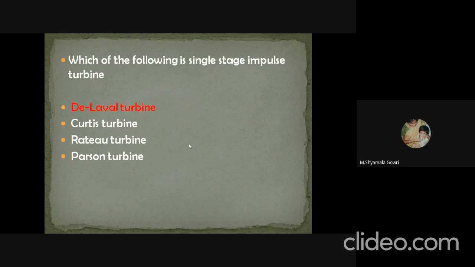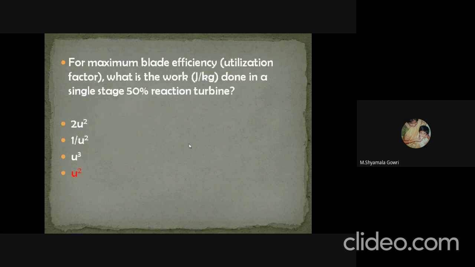Which of the following is a single stage impulse turbine? The De Laval turbine is a single stage impulse turbine. For maximum blade efficiency, utilization factor, what is the work done in a single stage 50% reaction turbine? It is U square.